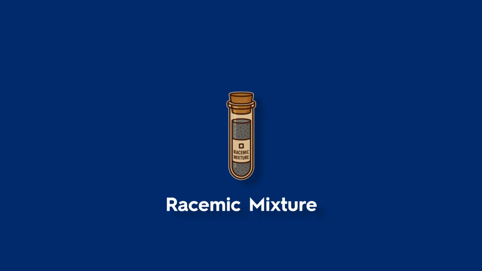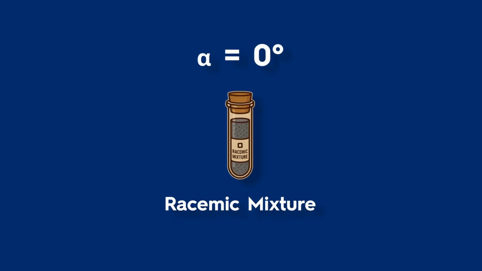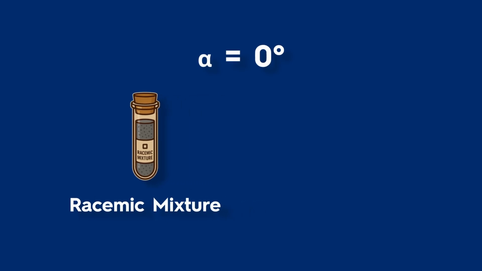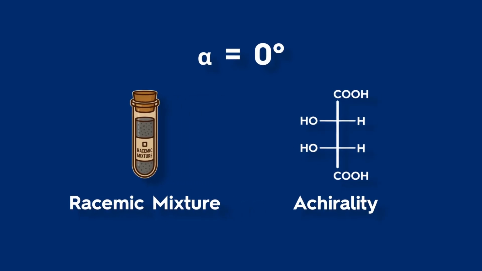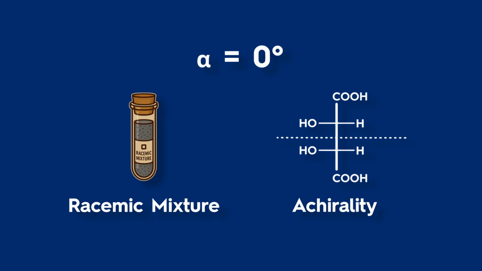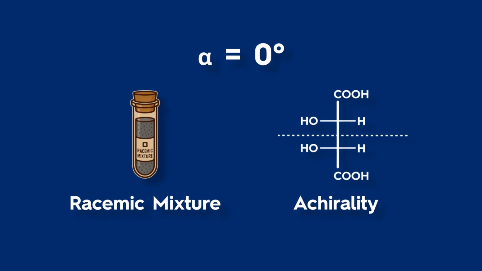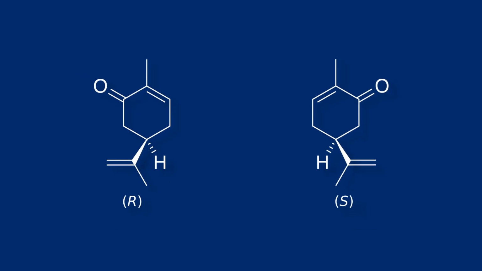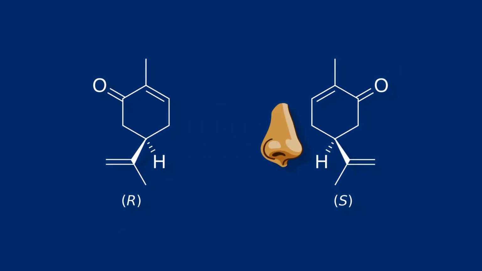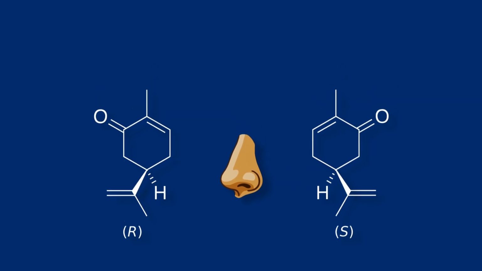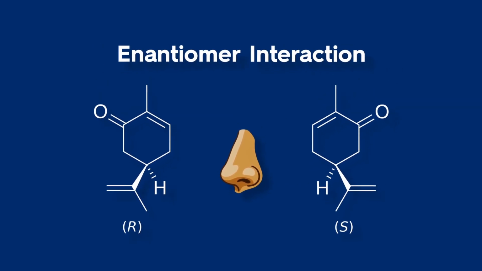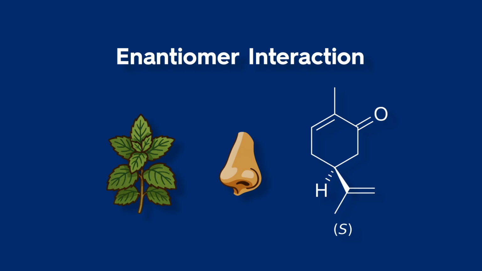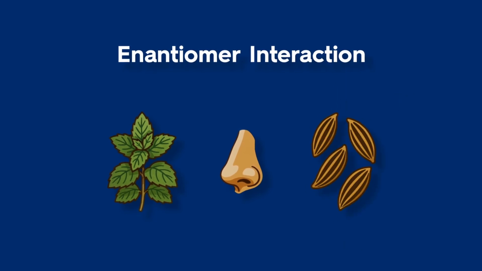A perfect 50-50 racemic mixture gives alpha equals 0 degrees. But 0 rotation can also mean the molecule is achiral, like a meso compound with an internal mirror plane. Context and structures still matter. Why does any of this matter? Because in chiral settings, like biological receptors, enantiomers can interact differently. That's why one enantiomer of a compound can smell like spearmint, while its mirror image smells like caraway.